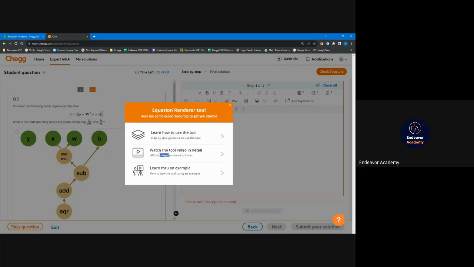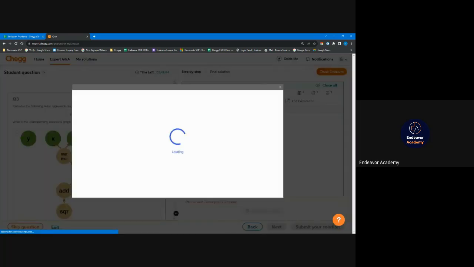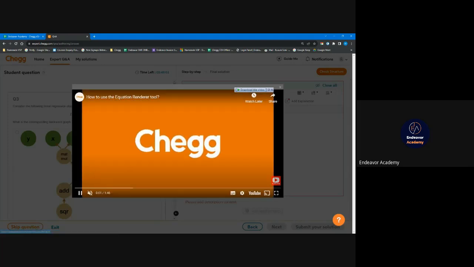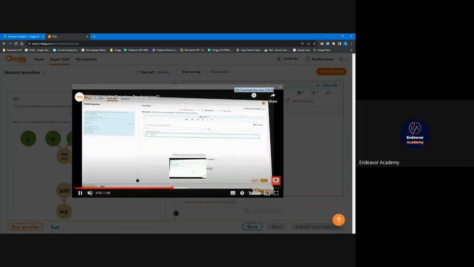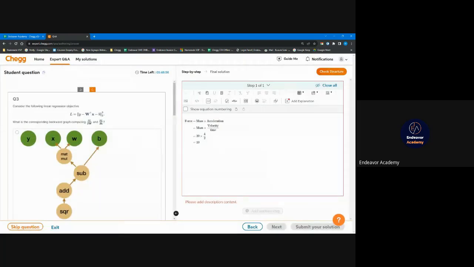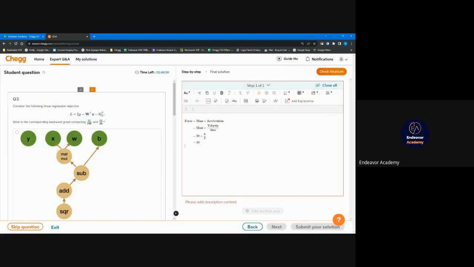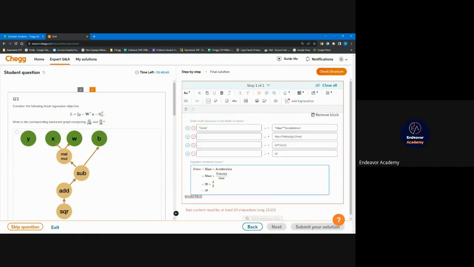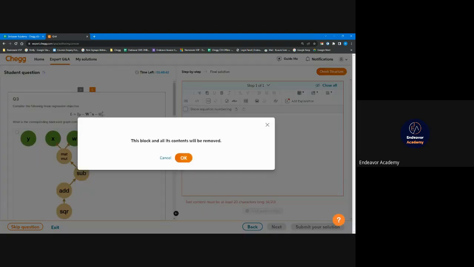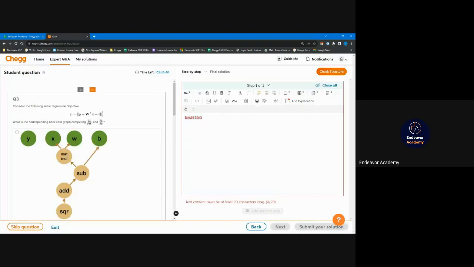The next option is the tool video in detail. About this tool video, for example equation render, it will show me one video. In each and every tool, you will get these kinds of options. Learn through an example, you can click here. If I am writing an equation render, I will get this, and if I am writing any inline equation also, I can get access to this show tooltip. So this was about the equation render.